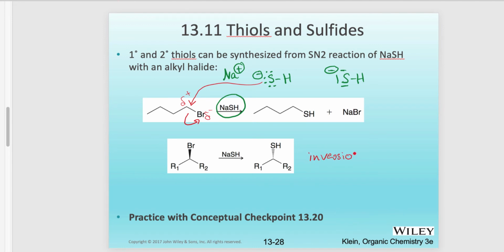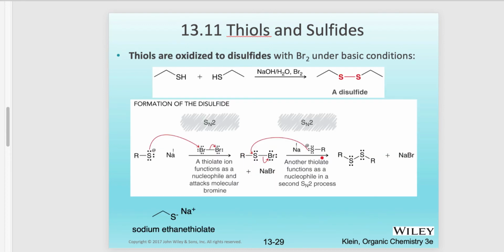Down becomes up, and in this case, up becomes down. There are ways for oxidizing compounds. We can use two thiols and put them together and form this disulfide bridge. Note these reaction conditions. They are basic.